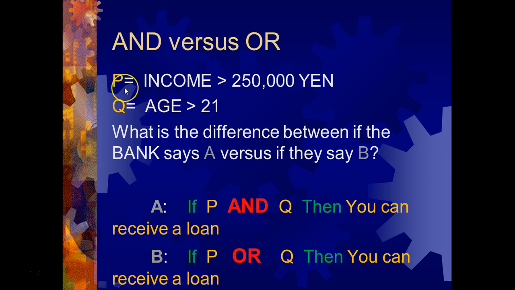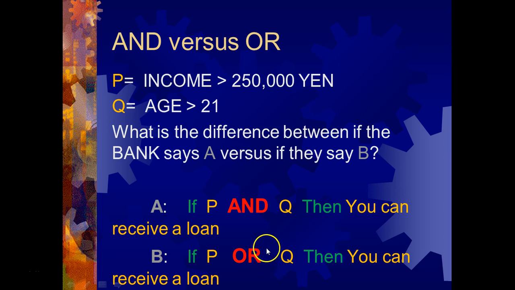So suppose that P is the statement that income is greater than 250,000 yen. And suppose that Q is the statement that age is greater than 21. And suppose we're talking about a bank that is considering giving someone a loan. So what's the difference if the bank says A versus if they say B? If the bank says, "if P and Q, then you can receive a loan," versus if the bank says, "if P or Q, then you can receive a loan."